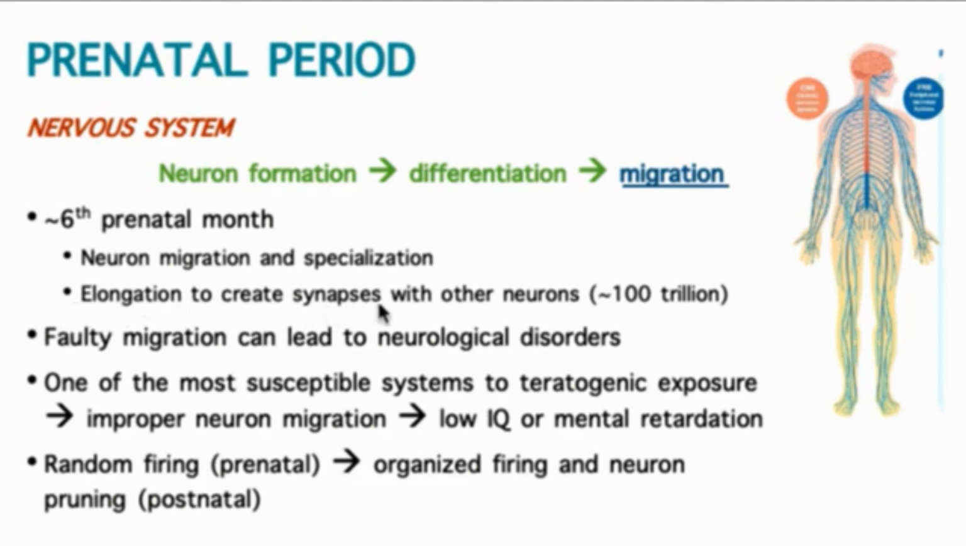Neurons will elongate to create synapses with other neurons, which at the 6th prenatal month, we have about 100 trillion neurons in the body, which, I mean, previous slide, you thought 200 billion in the brain was a lot, right? 100 trillion in the body is just really crazy. But this migration part of our prenatal period is also really important, because if we have faulty migration, that could lead to different neurological disorders, which could potentially be bad later in development.